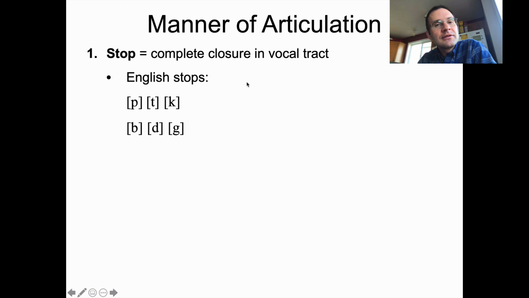So the first manner of articulation we'll talk about is called a stop, and that's where you have a complete closure in the vocal tract. We've seen all of these before and talked about them as stops before, but I'll just make it explicit. Like for a p or a b, you completely close your lips, p, b, so that no air is flowing out of your mouth when you produce them.